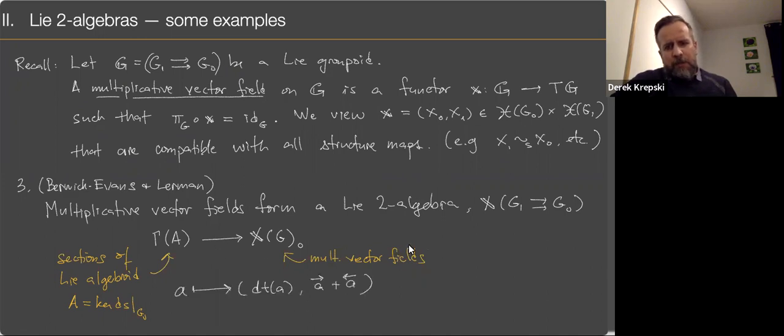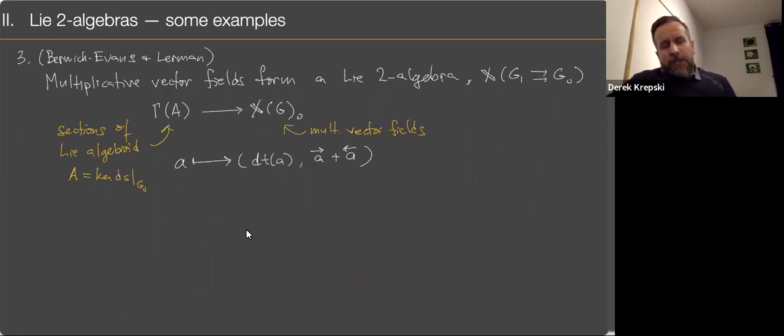Okay, so that's the two-term chain complex, and then I need to tell you what the differential is. The differential will be: you take your section A and just push it forward by the target. This is the anchor map of the Lie algebroid, and then you sum together these two vector fields, what are known as the right and left invariant vector fields on the Lie groupoid. This is completely analogous to right and left invariant vector fields on Lie groups.